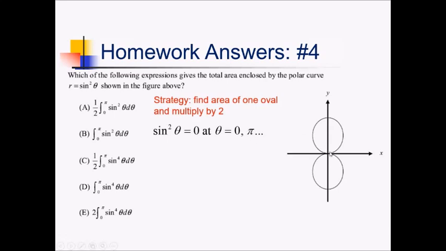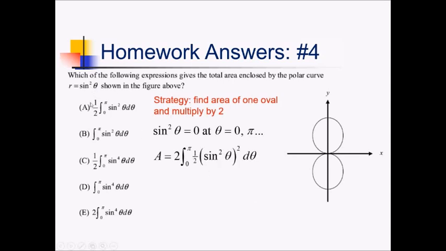So does going from 0 to pi give us this top oval, in case you're wondering? Well, if you were to plug in something in between like pi over 2, sine of pi over 2 would be just 1, and squaring that gives us 1. So yes, we would get this top oval. So then the integral from 0 to pi of 1/2 r squared is going to give us the area of the top here. If we want the overall area, we need 2 times the integral from 0 to pi of 1/2 sine squared theta d theta.